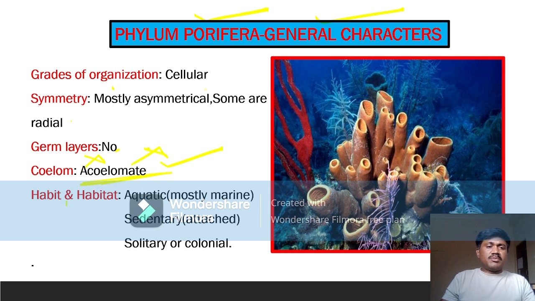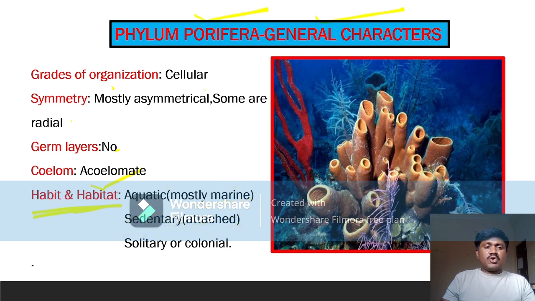Okay, now come to the next point, that is habit and habitat, right? Aquatic animals, aquatic means they live in the water. So mostly where do they live? They live in the marine water. Then they show sedentary character. Sedentary means what? Attached to any hard surface. They attach to any hard surface and they cannot move from one place to another place.